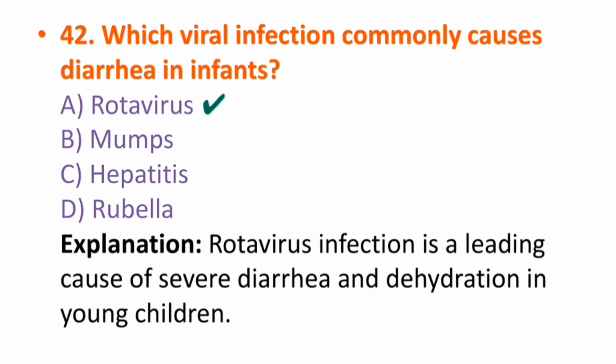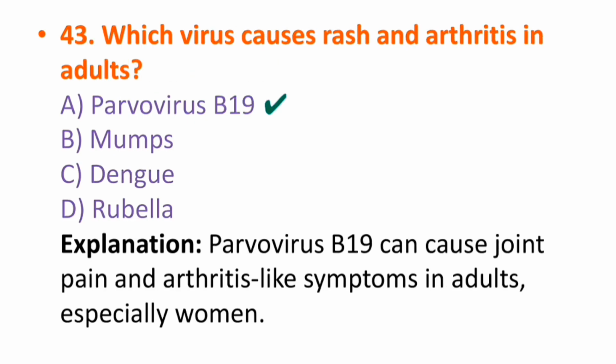Which viral infection commonly causes diarrhea in infants? Option A rotavirus, option B mumps, option C hepatitis, option D rubella. The correct answer is option A rotavirus. Rotavirus infection is a leading cause of severe diarrhea and dehydration.